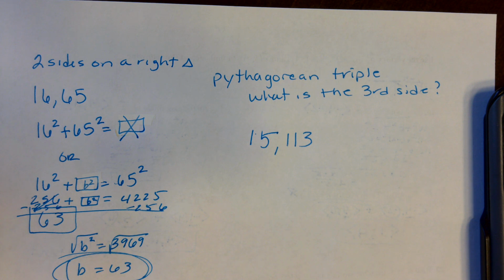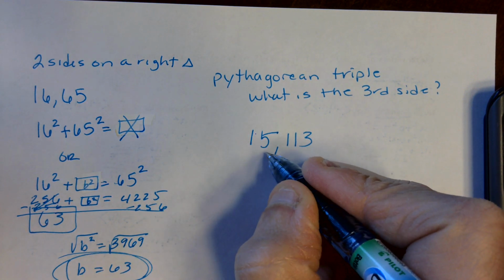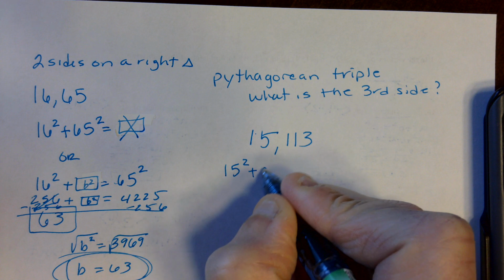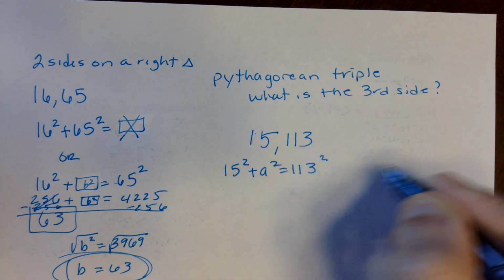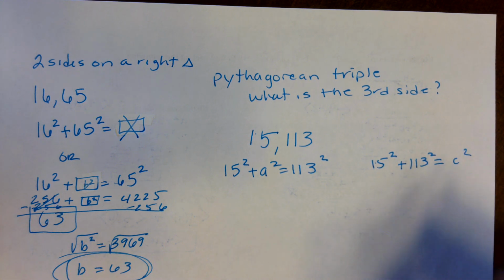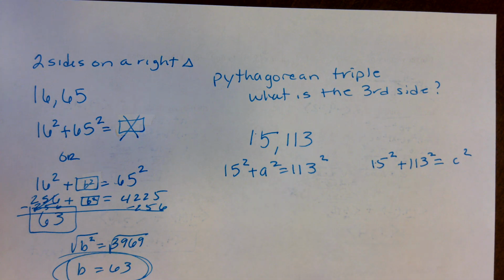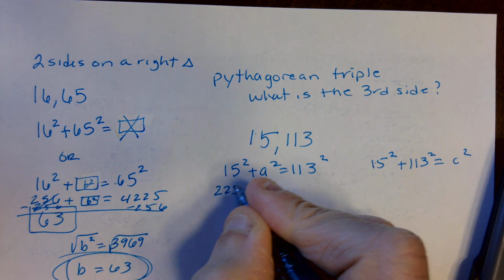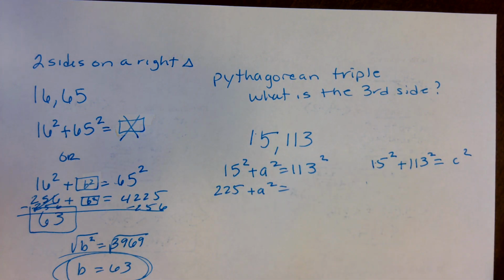Pause it, try it, and see if you can get the other number for the Pythagorean triple. All right, so again, this is smaller than this. This will never be the hypotenuse. So my options are either it's this or it's this. It's one of those two. The letter I'm picking here is irrelevant, right? So, now this is 225. That's 113 squared.